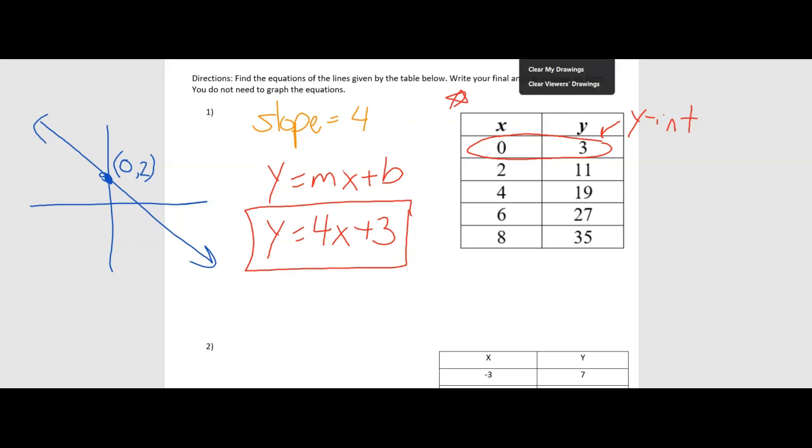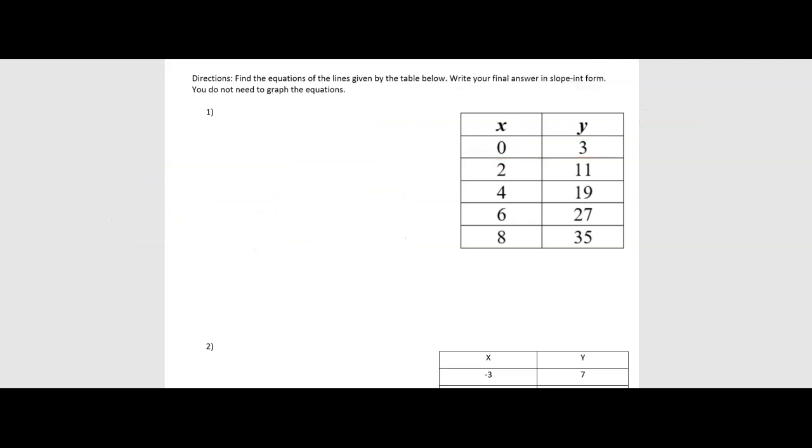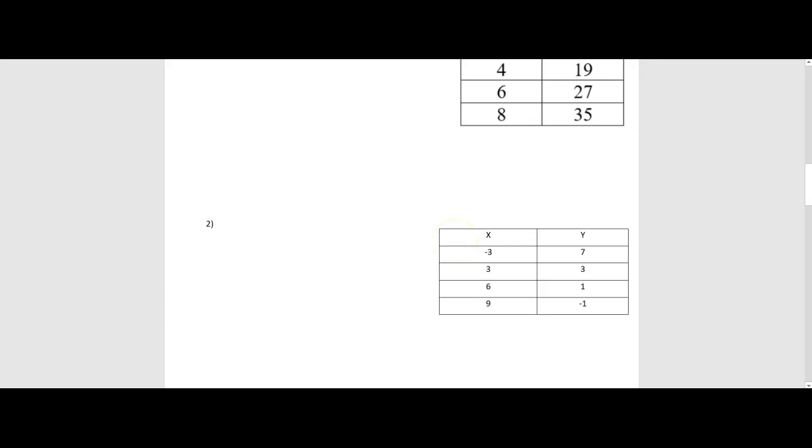You'll notice that they won't always do that though, right? If we look at number 2, if we come down here, the x values, there is no 0. Right? So we're going to have to go through that process of point slope form and then convert it to slope intercept form.